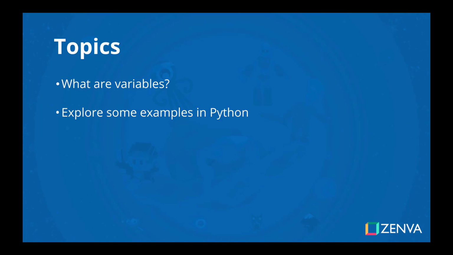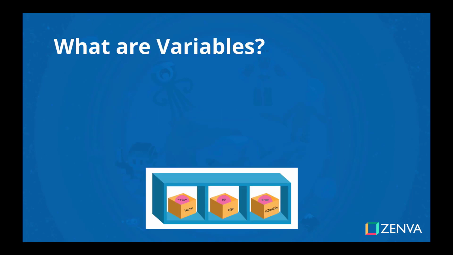And then we're going to turn to REPL.it and we'll write some code to explore some real examples of a couple different kinds of variables in Python. For starters, what are variables? Variables, from a programming standpoint, are simply how we store data in our code.